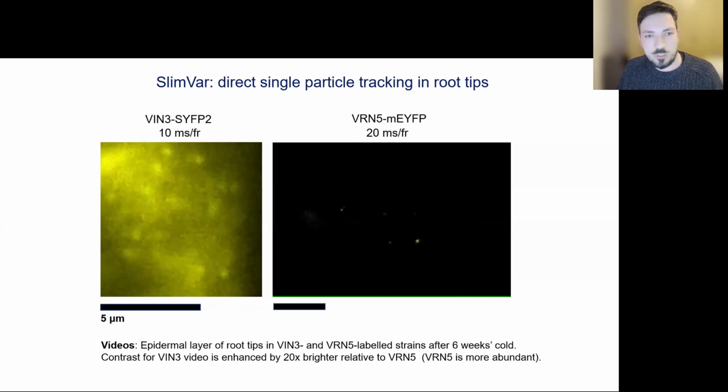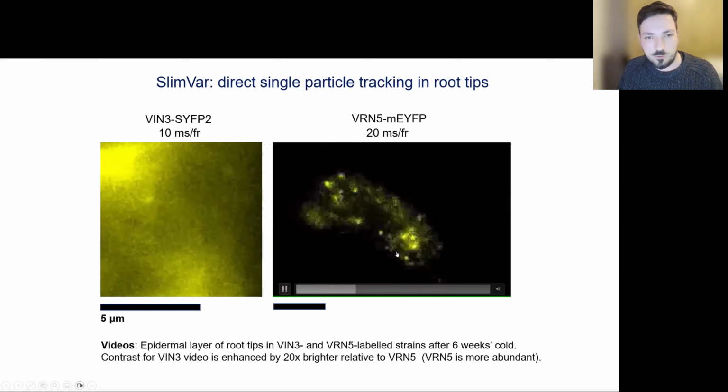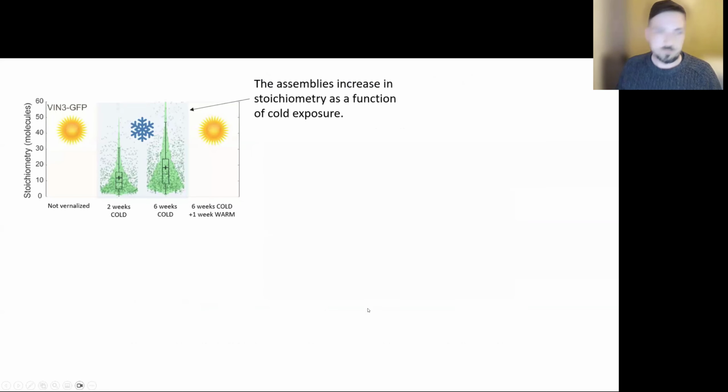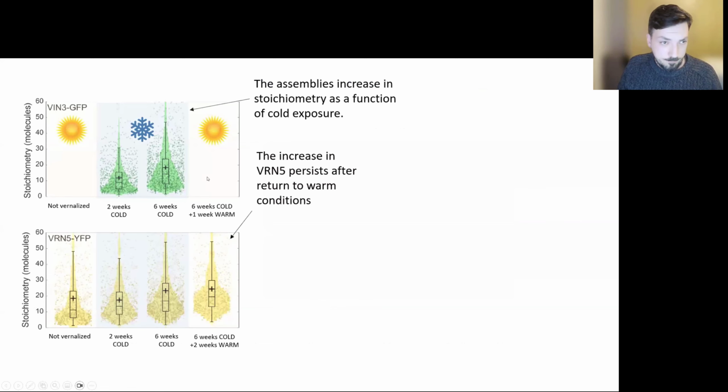So what happens when we quantify these, if we track each individual particle and count the number of molecules in each particle? Well, as a function of time, you can actually see that the Vern5 already is constitutively expressed, but it increases in expression over time, not only as the number of Vern5, but the number of Vern5 per assembly that we track. So it's clearly an increase in the stoichiometry, the number of particles per assembly. And that's a key difference to what was known before.